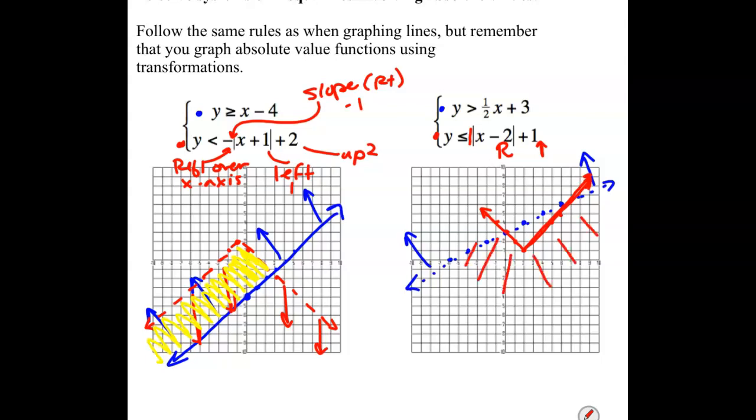So looking for where they overlap, we want it to be above the blue and below the red. So below the red, let's go ahead and extend this out. We want to be under here, but above the blue. So we are looking at the points in this region.